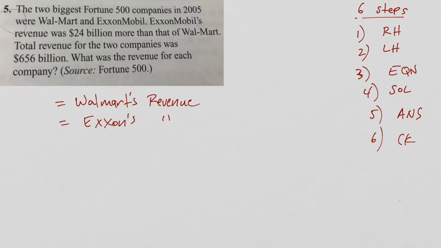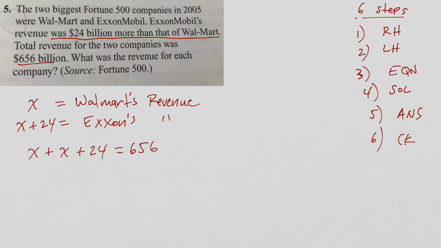Now step 2 is the left-hand side. Well, it says that Exxon revenues was 24 billion more than that of Walmart. We don't know Walmart, so we say X, and Exxon then would be X plus 24, and we're in billions. The total was 656. So if we take these 2 and add them together, we're going to get the total.